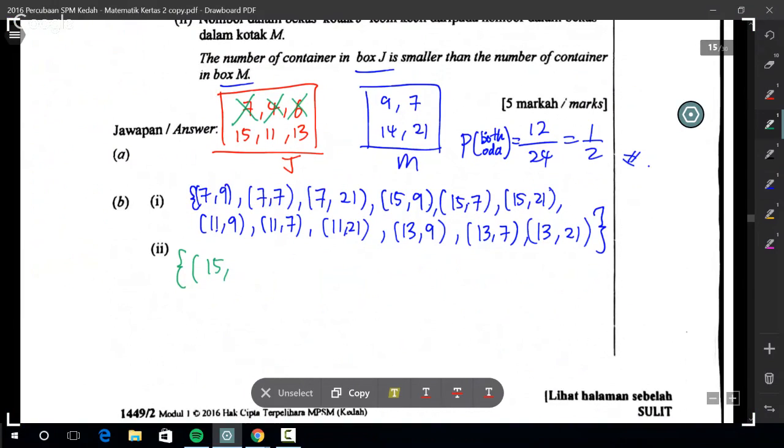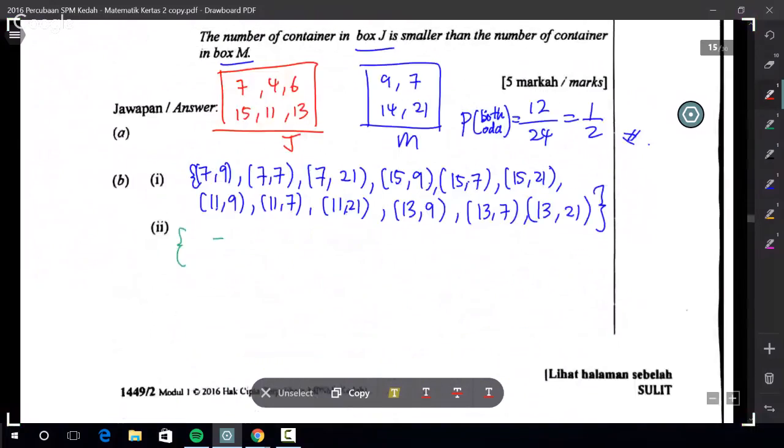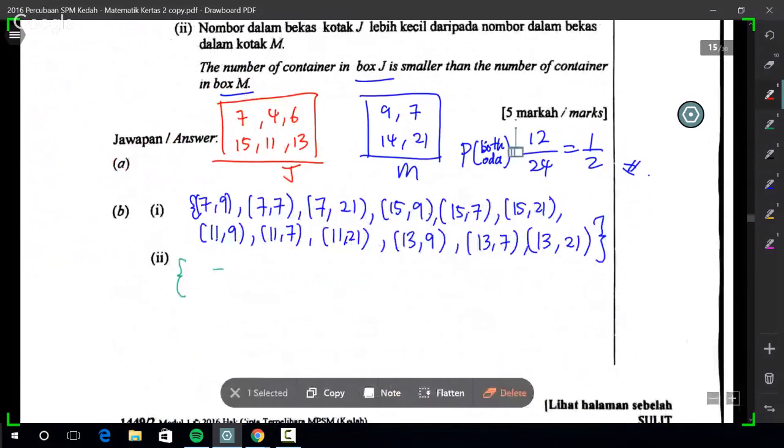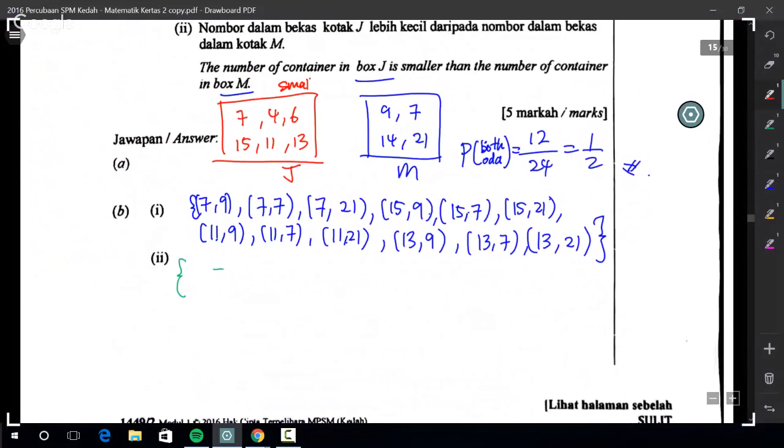Let me see. The number in box J is smaller. So the number in the container in box J is smaller than the number in box M. Okay, my bad. No, I taught something wrongly. Okay, let me just correct it. This one will be 7. This one will be 4. This one will be 6. Isn't it? I hope I don't remember wrongly. Okay, that means the container in box J is smaller. Here should be smaller. Here should be bigger. I write it out just to avoid the confusion.